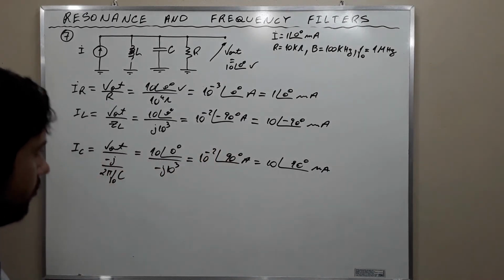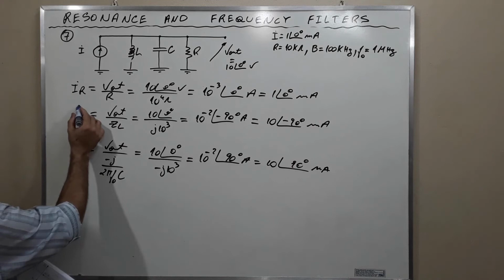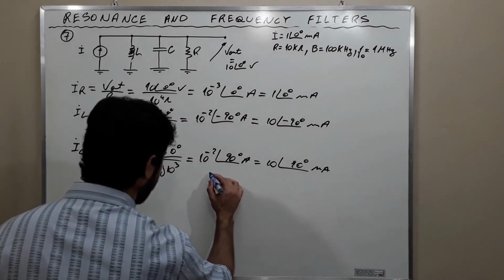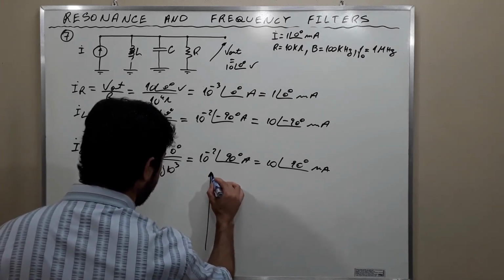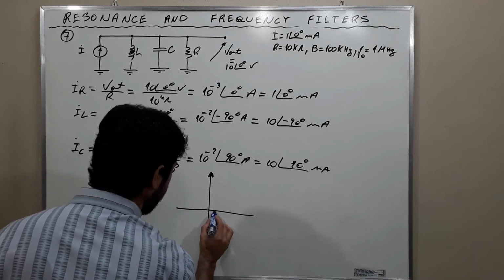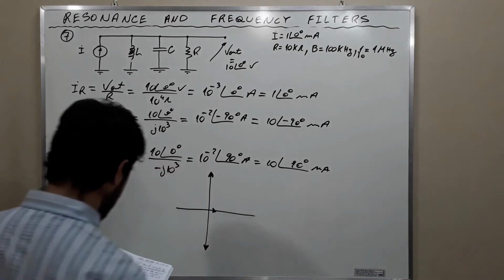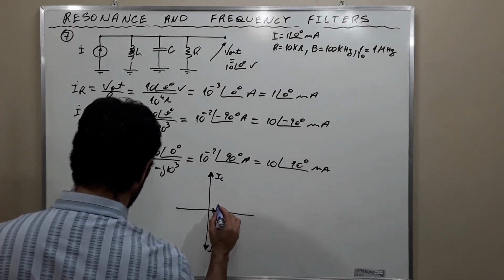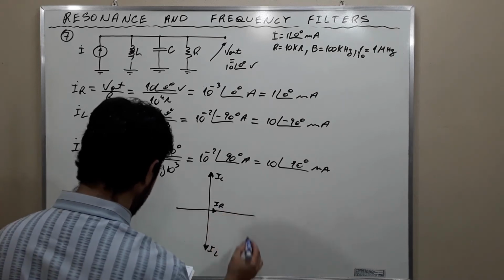Okay? These are the currents. These are the current phasors. And the exercise wanted us to draw the phasor diagram showing the currents. Okay? The phasor diagram is going to be this. This is IC, this is IL, and this is IR.